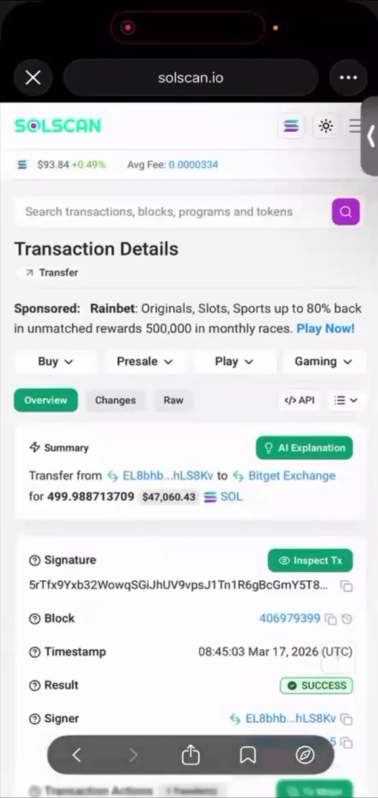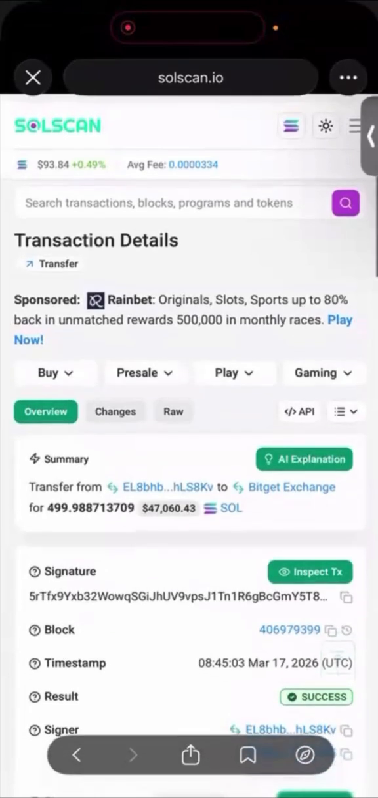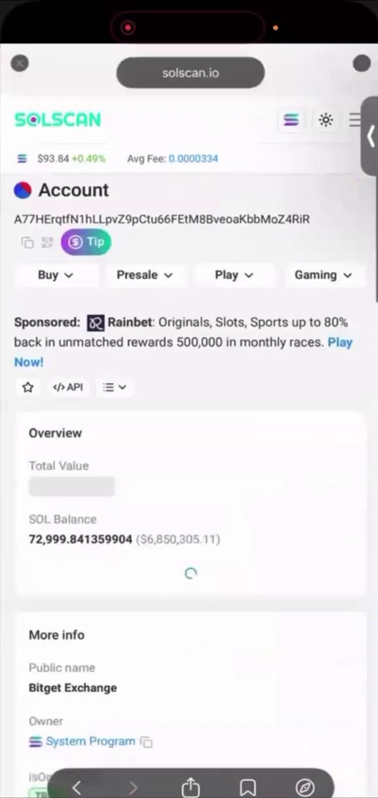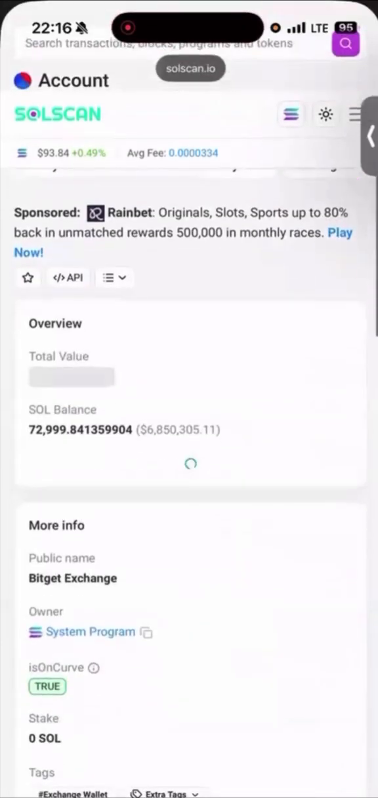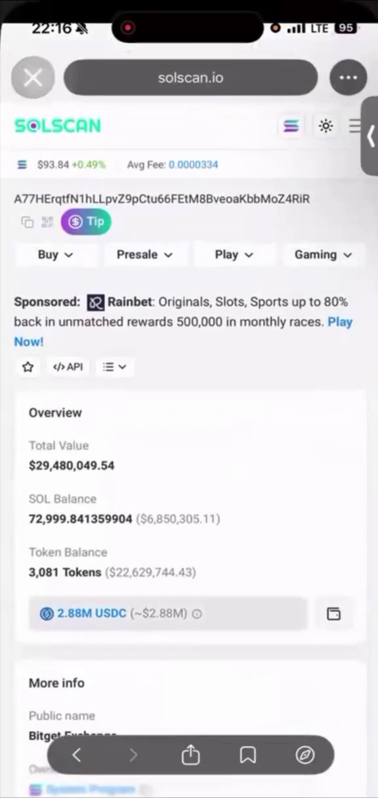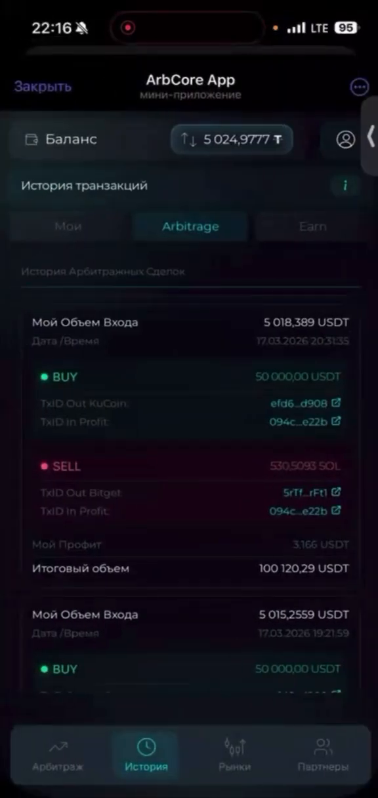And here we see the same thing, 500 sales went to the BitGet exchange. We can even click here. We see that there are more than $6 million here, almost 7, that is, again, the money went to the exchange account as soon as the company sells the glass of sun.